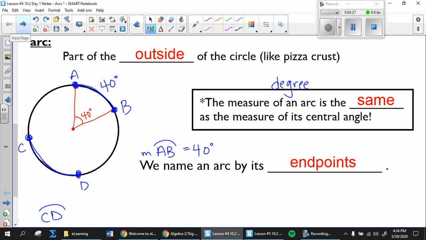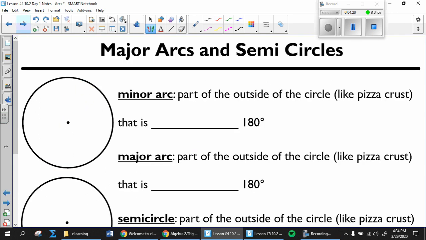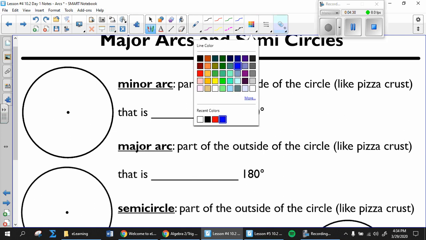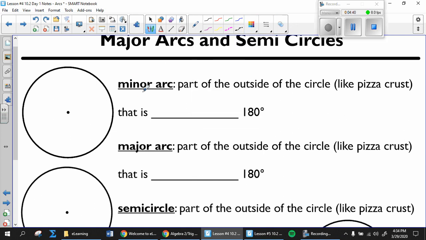Now, we have three different types of arcs: a minor arc, a major arc, and a semicircle. I think semicircle is the easiest one, so we'll get to that one last. When we think about minor arc and major arc, it's pretty simple. Minor means smaller, major means bigger. Our minor arc is part of the outside of the circle, like a pizza crust, that is less than 180 degrees.